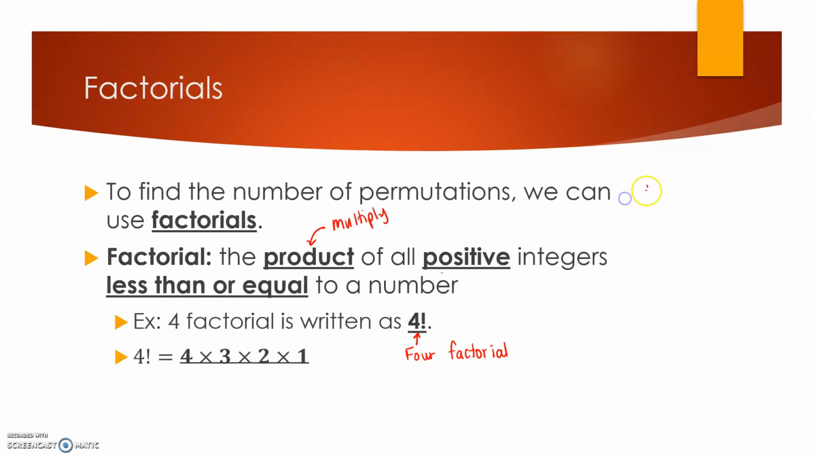Now, actually, let me go back for a second. So stop has 4 letters. So we're saying how many different ways can we arrange 4 letters? If I do 4 factorial, and I get 4 times 3 times 2 times 1, 4 times 3 is 12. 12 times 2 is 24, and 24 times 1 is 24, and that's how many variations we had.